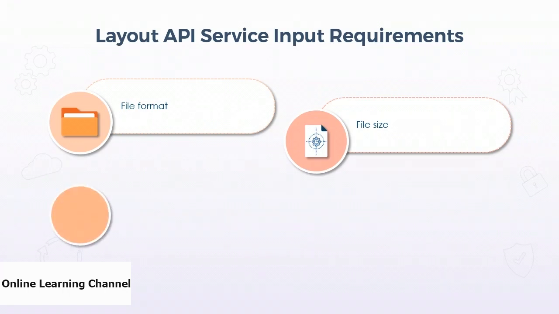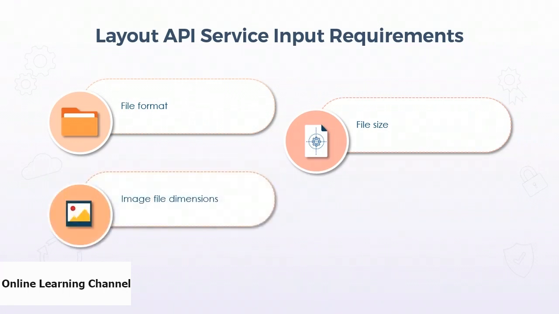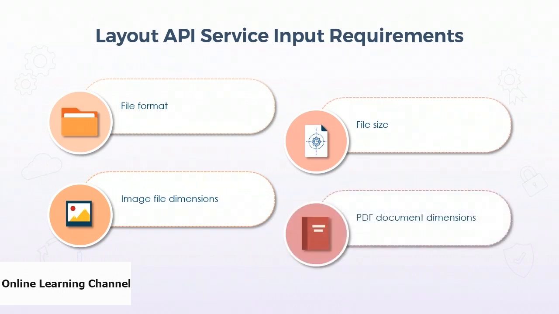There are also limitations on the physical dimensions of any images that are given. So the minimum dimension for an image is 50 by 50 pixels, and the maximum is 10,000 by 10,000 pixels. But no matter what, the image must be less than 50 megabytes in size. And PDF documents also have maximum dimensions, not just images. The maximum dimensions for a PDF is 17 by 17 inches.